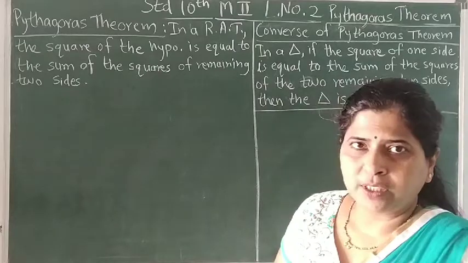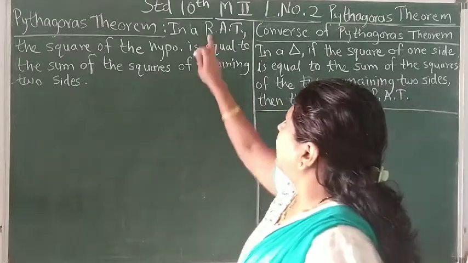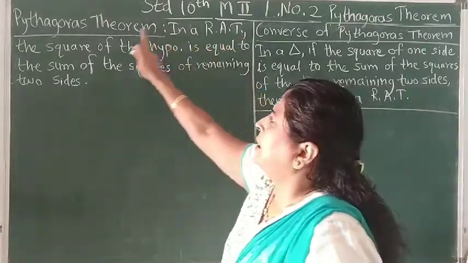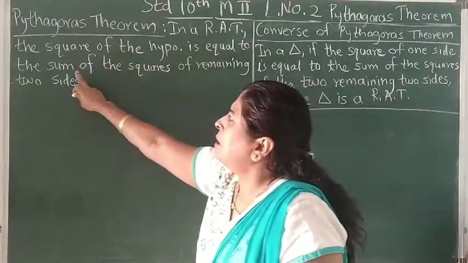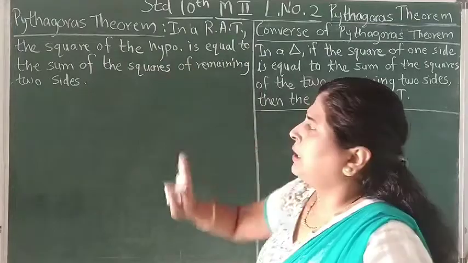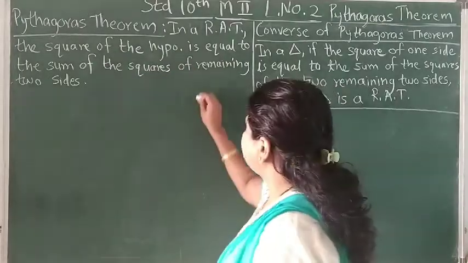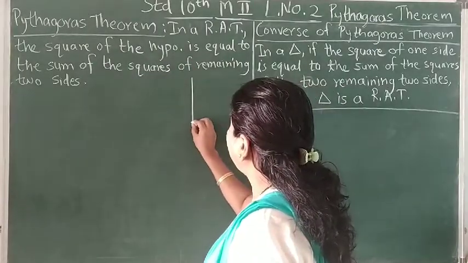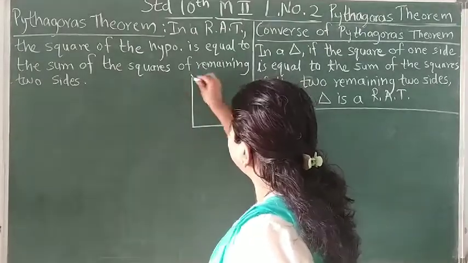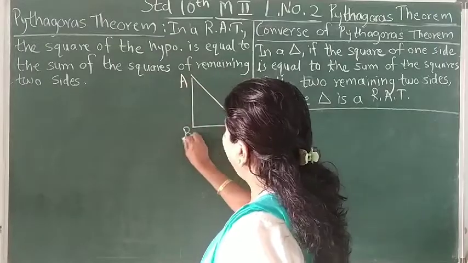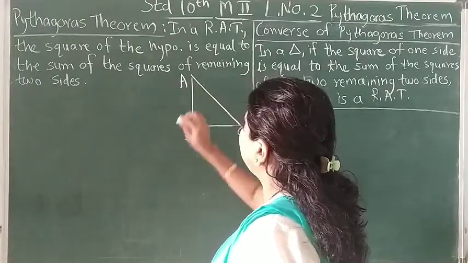So as we know, the statement of Pythagoras theorem is that in a right angle triangle, the square of the hypotenuse is equal to the sum of the squares of the remaining two sides. For this, of course, we have to draw one right angle triangle. Suppose this is a right angle triangle ABC.